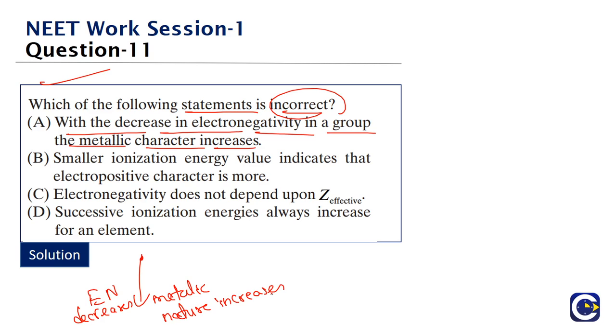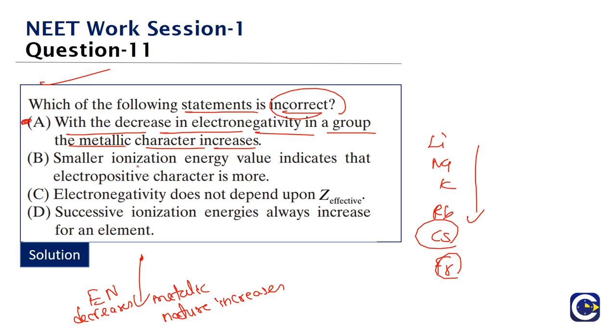Even if you look at the first group, lithium, sodium, potassium, rubidium, cesium. As you go down the group, cesium will be strongly metallic in nature, leaving out francium, because francium is a radioactive element and we don't study much about it. So this is correct. But remember, we are looking for the incorrect statement.